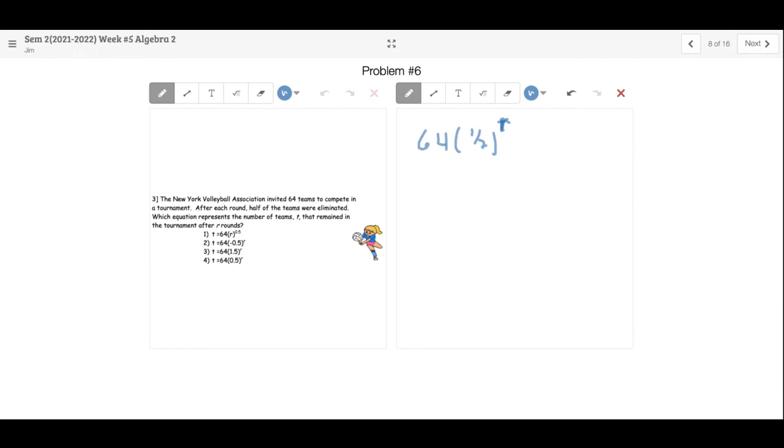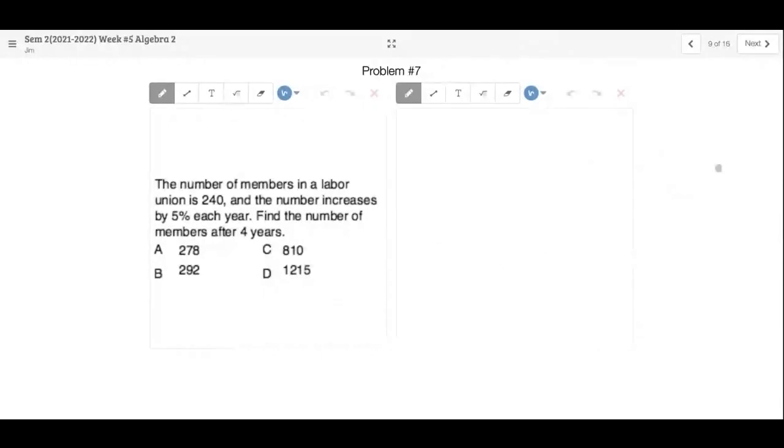All right. Seems like a pretty easy practice this week, doesn't it? Number 7. The number of members in a labor union is 240, and the number increases by 5% each year. Find the number of members after 4 years. The summative is not that hard. The first problem is asking you to graph, or maybe write an equation for each graph, and then the next one is asking you to graph 2 problems, and the rest of them are just problems like this, where you just write an equation and solve. That's the whole assessment this week.